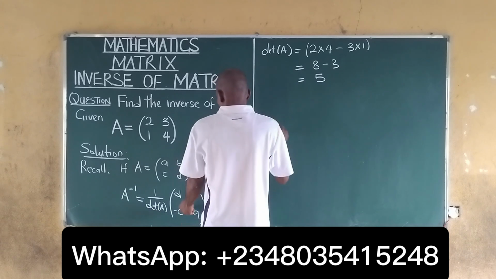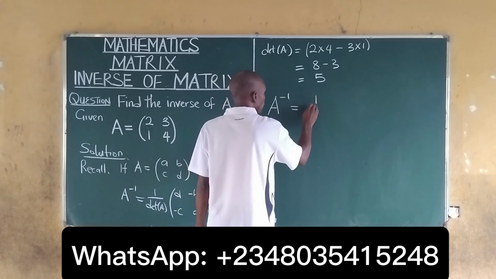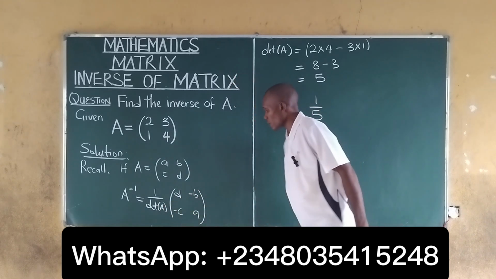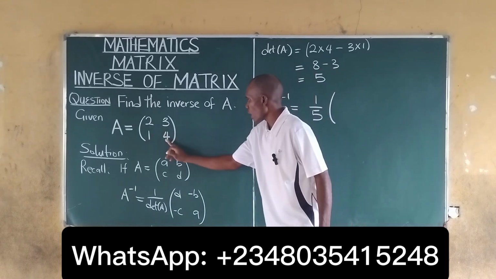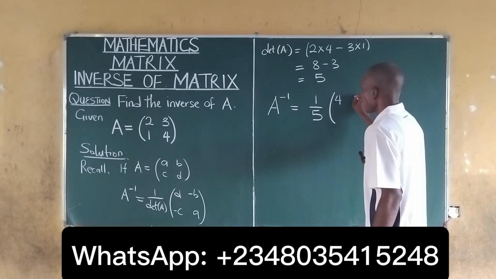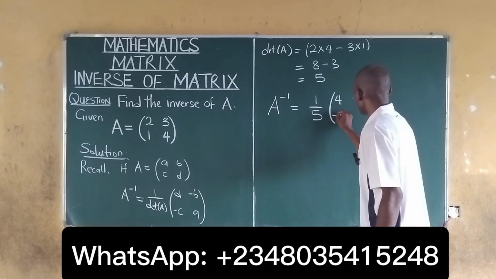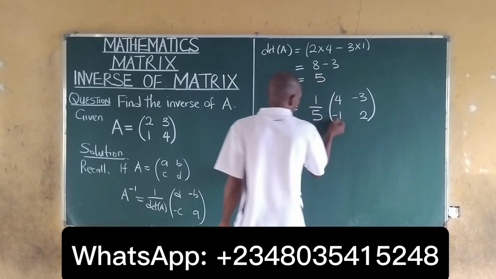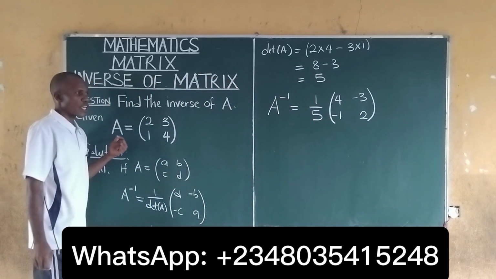So our A inverse will be equal to 1 all over 5, just like what we have here, multiplied by, now, we have 2 and 4. So here becomes 4. Also, here becomes negative 3. Here becomes negative 1. And here becomes 2. So we can write this as this. This is the inverse of the given matrix A.